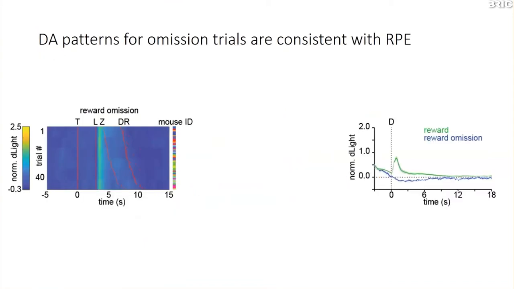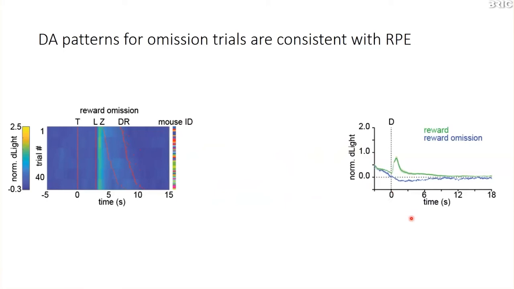Then what about the reward omission? In this heat map, D stands for dispensing of the pellet, or the expected time point of the pellet dispensing. And when we omit the reward for mice that have completed the trial successfully, we now see a dip in dopamine below the baseline starting at the time point of pellet dispensing, or expected time point of pellet dispensing, consistent with the idea of negative RPE.